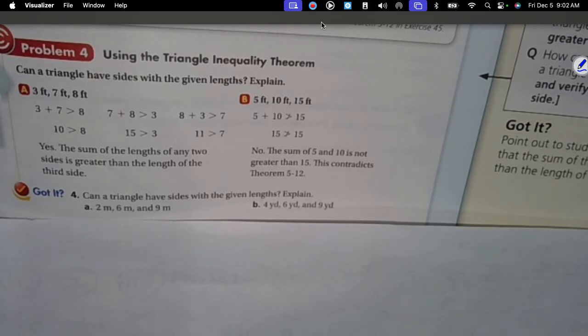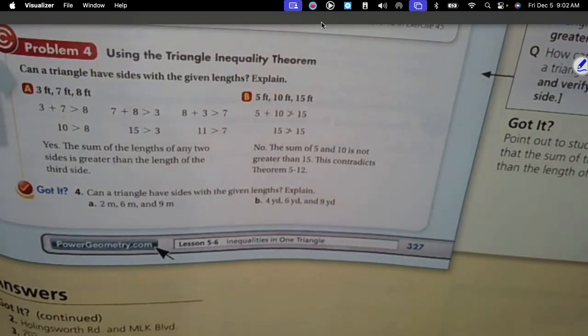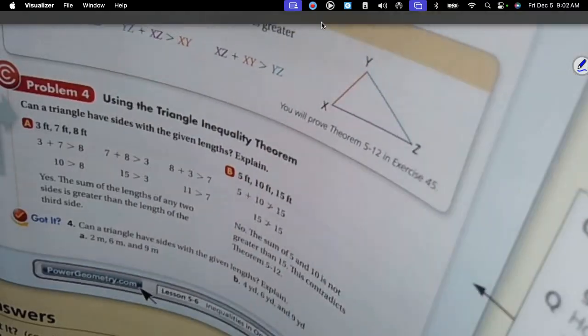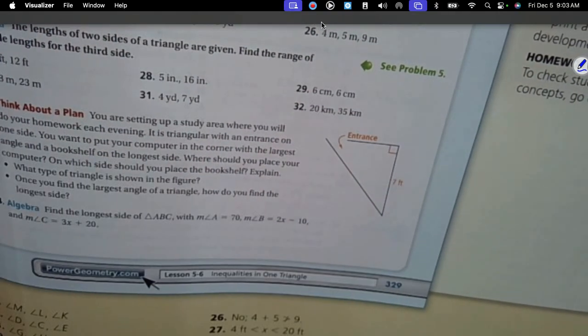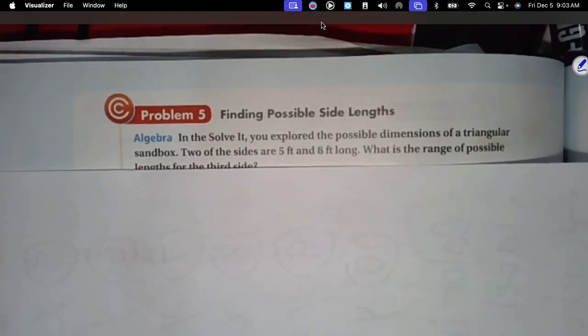I think they kind of changed the problem. Is that the last one? Bless you. No, there's one more. Might do a few more then. Okay. Oh yeah, this is it. Find the possible side lengths. I'm gonna spill my water. Still about to spill my water.